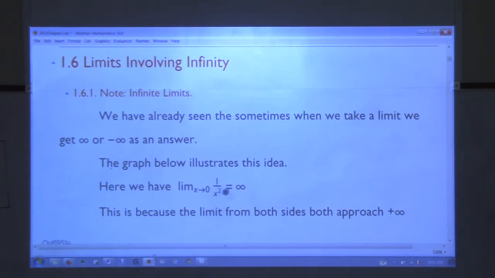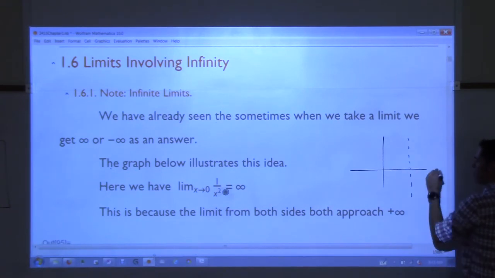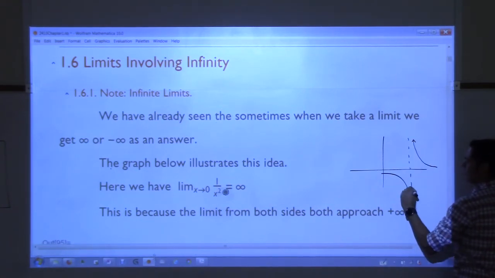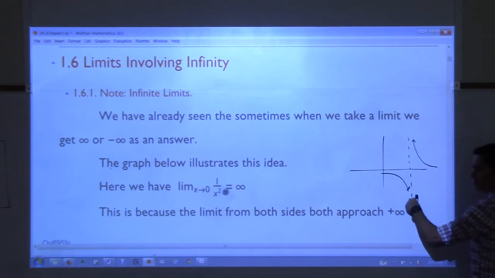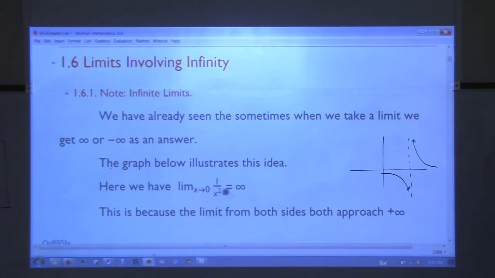We've already seen that sometimes, when we take the limit, we get infinity or negative infinity as an answer. So we did do that last class. Do you remember me telling, or was it the last class or the one before? I think it was the first class, where I said, hey, the book might say does not exist, but I'm going to start using infinity or negative infinity. So that was the case where we had a vertical asymptote like this. We would say from the left it's approaching negative infinity, from the right it's approaching positive infinity. We've seen this, all right?